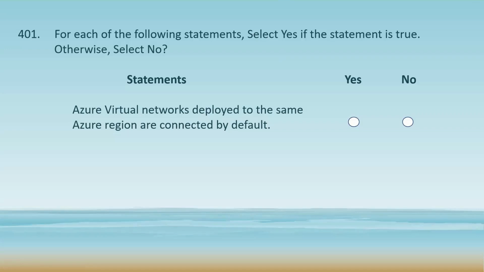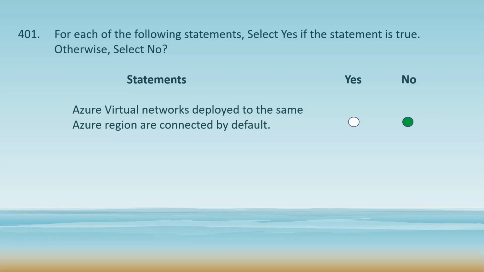This is question number 401 of the series, where we are going to look at a series of statements which are revolving around Azure Virtual Network, and you need to validate whether the statements are right or wrong. And the first statement is Azure virtual networks deployed to the same Azure region are connected by default. This is an incorrect statement, friends. You will need to establish required connectivity using VNet peering or any other available networking options.